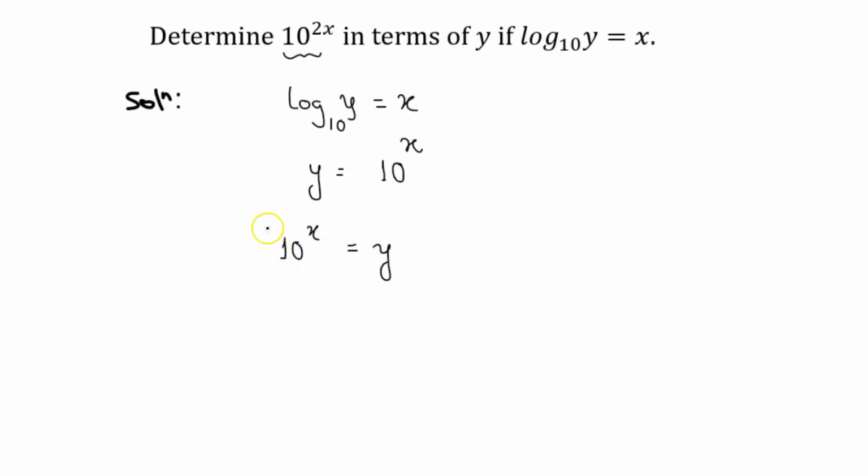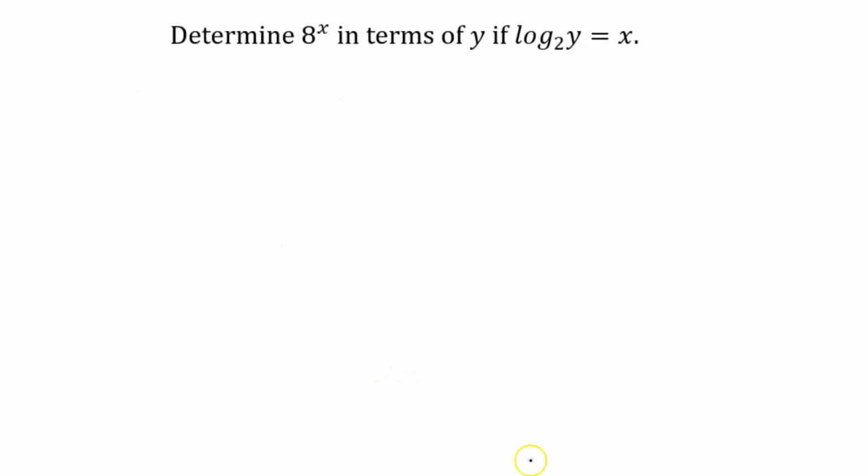Now what we'll do, we'll square both sides. On squaring both sides, on the left hand side we have x times 2. That's the law of indices. So we get 10 raised to the power of 2x on the left hand side, and this is equal to y squared. So this is the final result. So here what we have done, we have expressed 10 raised to the power of 2x in terms of y, and this is the final answer. Let's move on to the next problem.